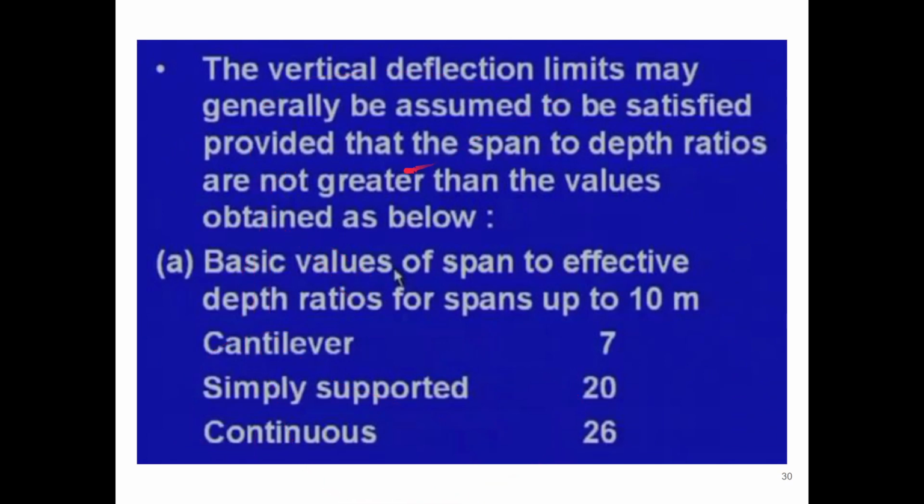So the vertical deflection limits may generally be assumed to be satisfied provided that the span to depth ratios are not greater than the values obtained as below. For basic values of span to effective depth ratios for spans up to 10 meter, for the cantilever the maximum value is 7, for simply supported it is 20, and for continuous it is 26. So if you consider span as L and effective depth as small d, the L by d value for cantilever should be less than or equal to 7, for simply supported less than or equal to 20, and for continuous less than or equal to 26, when L is less than or equal to 10 meter.